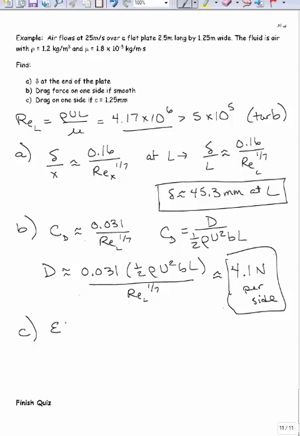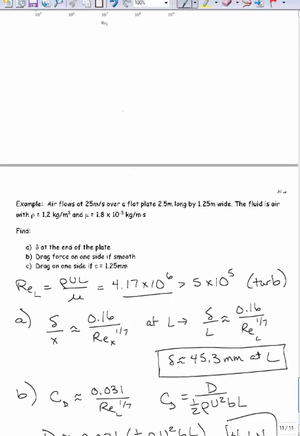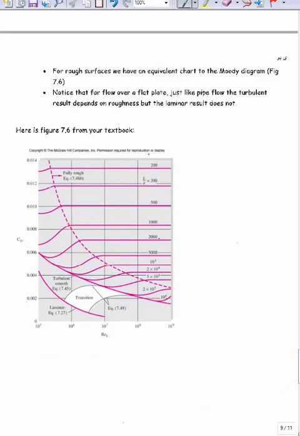Part C then is assume a roughness. Epsilon is 1.25 millimeters. L over epsilon then is going to equal our 2.5 meters over 0.00125 meters, which comes out to be 2,000. Since we have roughness, we've got to use that chart, figure 7.6. If I go back up to 7.6, I'm going to look for 2,000 for my L over epsilon. Reynolds number was about 4.2 times 10 to the 6th, so that's going to be somewhere in this range, probably around there. Then I go straight over, and I get about 0.007.